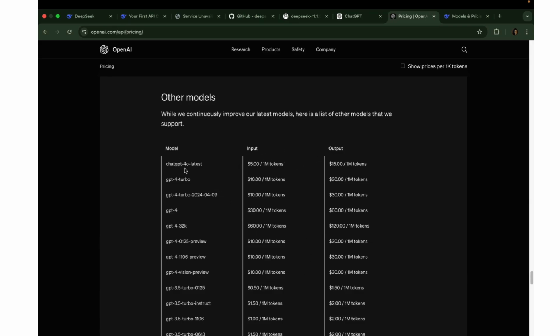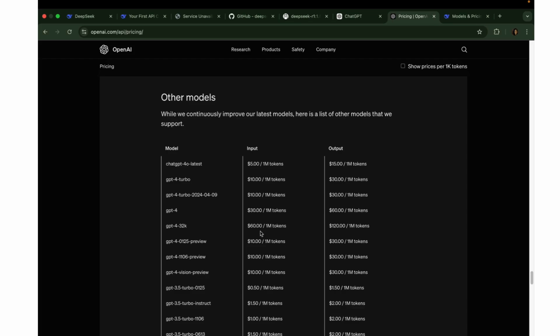For the ChatGPT 4 latest model, we can see that it's $5 for 1 million input tokens and $15 for output. For ChatGPT 4, for that particular model they are charging around $30 for the input, and for output it's double, like $60. And for the GPT-4 32K context window, we have $60 for the input and again double for the output.